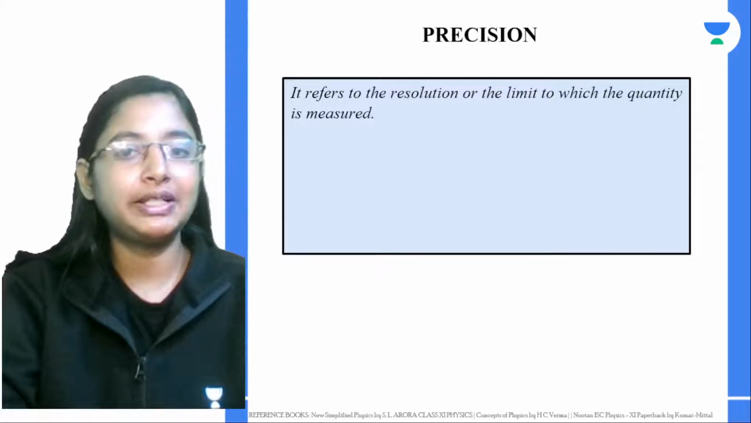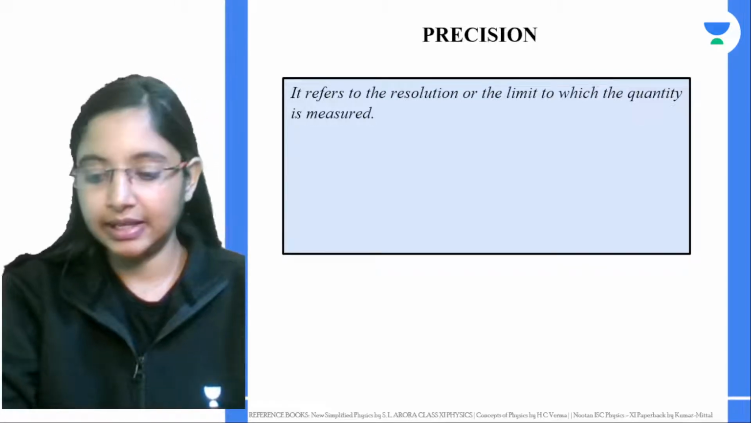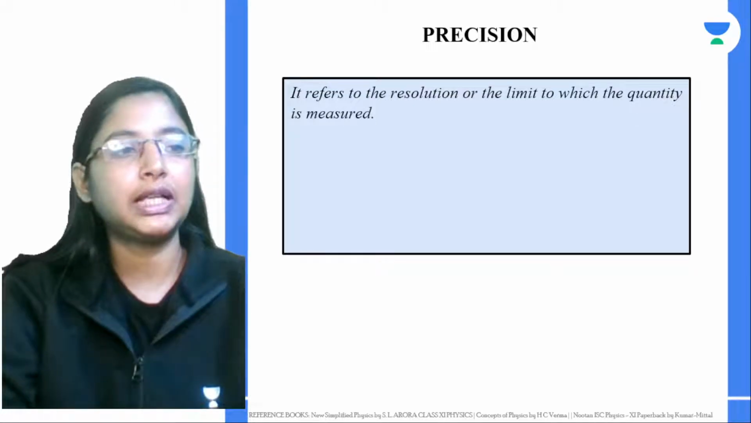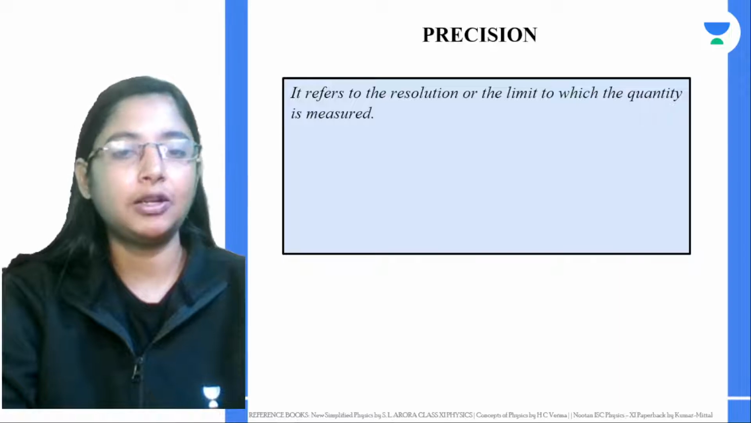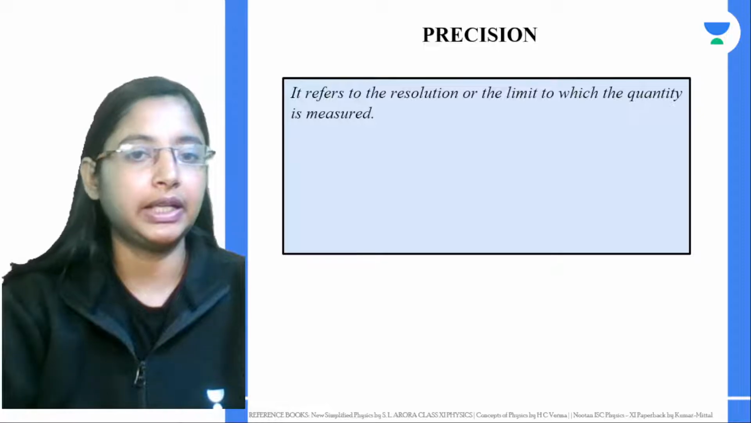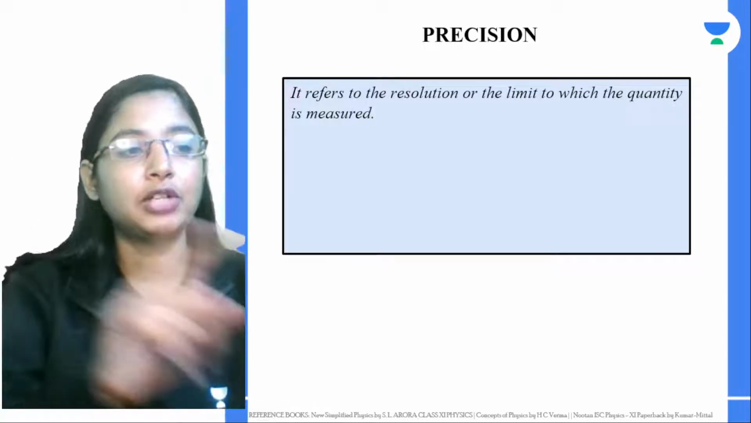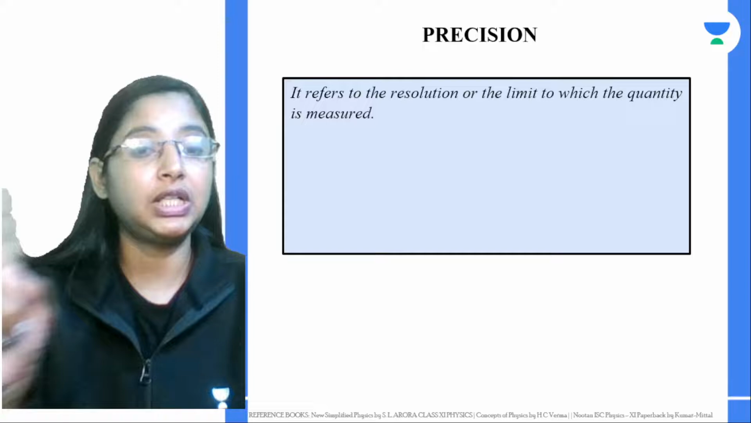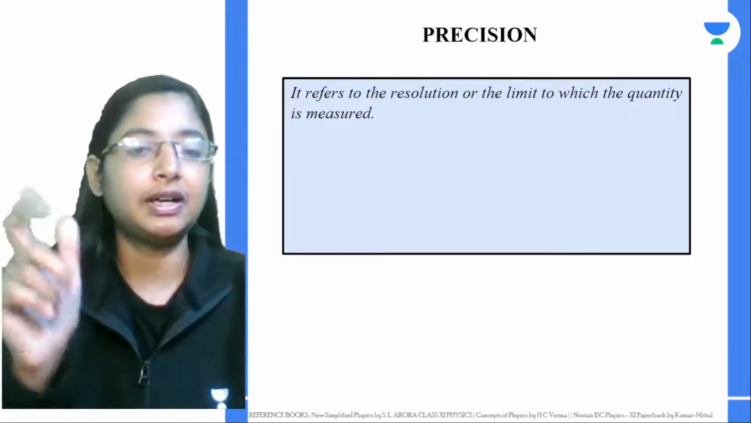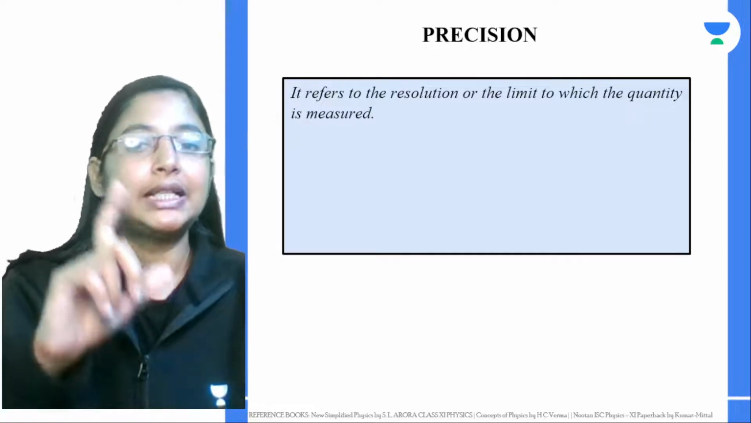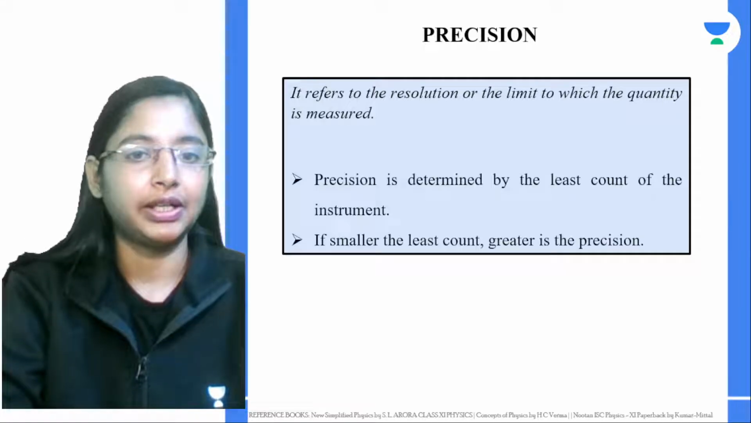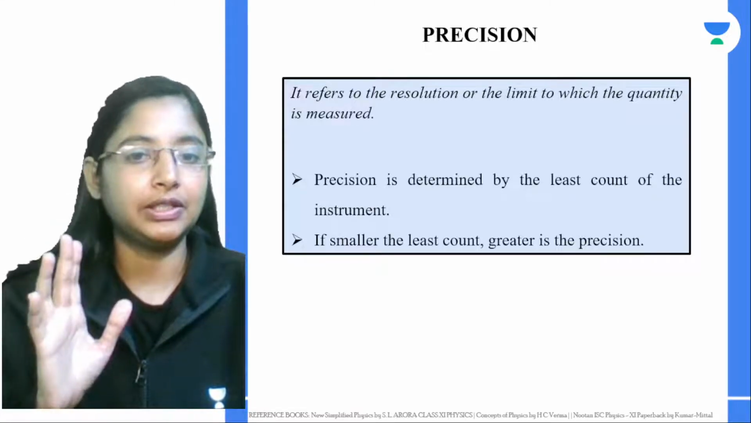Next, we talk about precision. Precision depends on the resolution, or the limit to which the quantity is measured, right? For example, if I measure the thickness of the pen using a vernier caliper, my least count is such that I can get up to 0.01 centimeters, like 2.12. But if I use a screw gauge to find the thickness, then I'll get up to 3 decimals, that is around, let's say, 2.1324. Like 3 digits after the decimal I can find. Which means the least count of the instrument talks about resolution, right? Precision basically depends on the least count of the instrument.